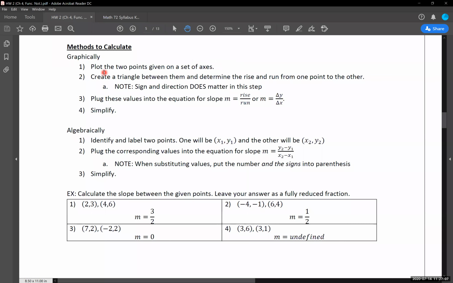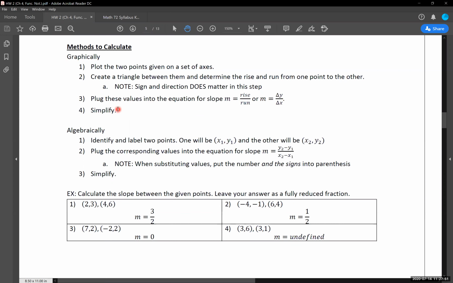We need 2 points. Create a triangle between them and determine the rise and the run from one point to the other. The sign and the direction absolutely does matter in this step. And I'll show you what this is going to look like here in a minute. We're then going to plug these values into the equation for the slope, m is equal to rise over run, or the change in y over the change in x. It does not matter which one you choose. You need to pick one and move forward with it. Once we have those values plugged in, then we just simplify the fraction that's been created, and we have our slope.